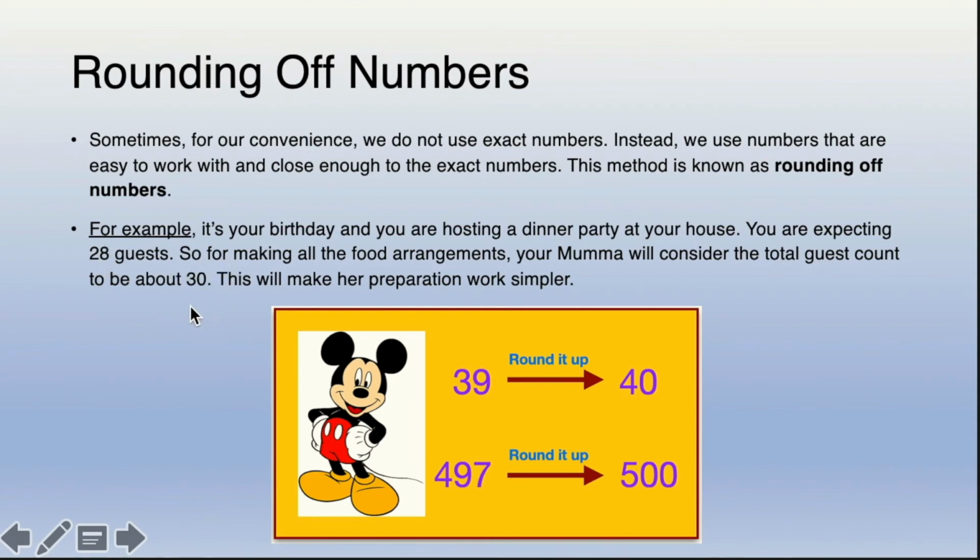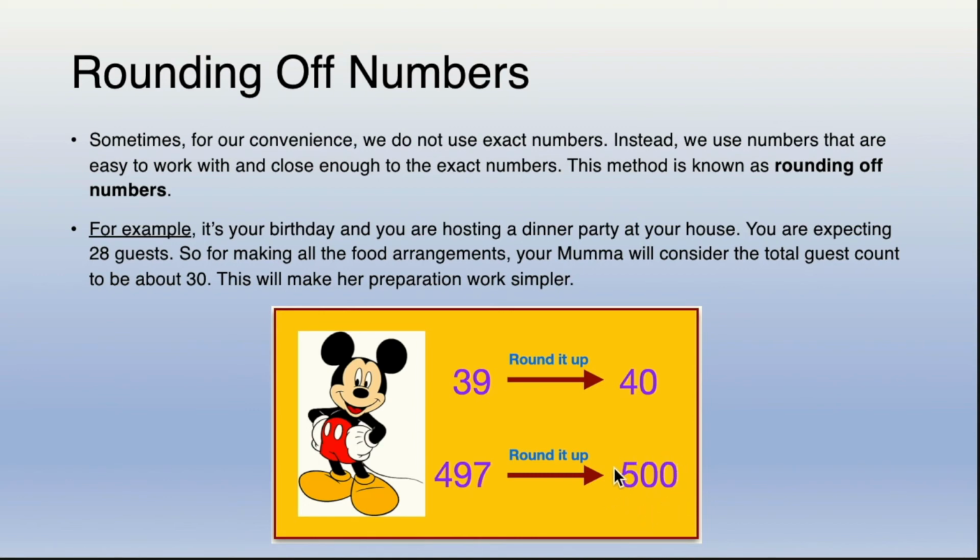The number 30 means 3 tens, and this number is easier to work with rather than this number. So this will make her preparation work simpler, easier. So over here the number 39 is rounded off to 40, and over here the number 497 is rounded off to the number 500. If we just add 3 to this number, we get the number 500.